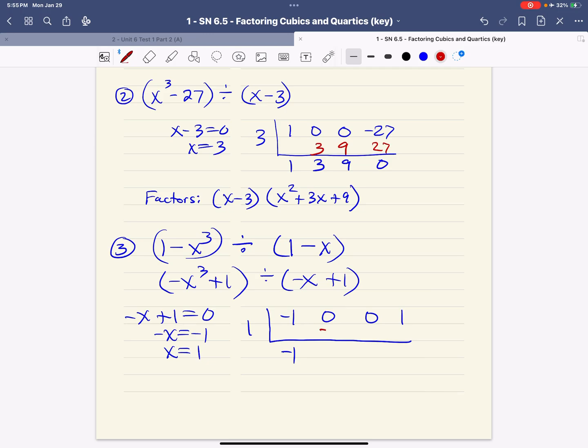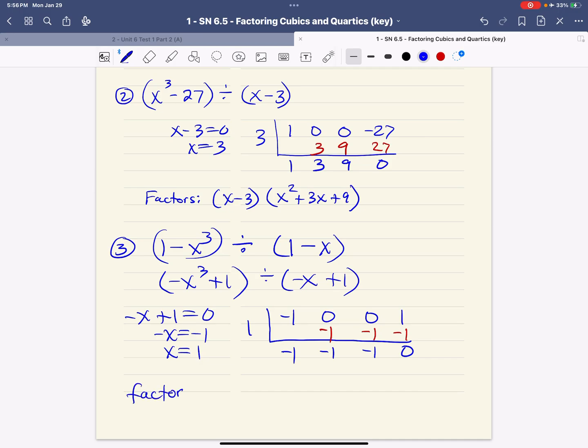Okay, here we go. Step one, bring down the negative 1. 1 times negative 1 is negative 1. Add that up, and I get negative 1. Then 1 times negative 1 is negative 1, and add that to the 0, and I get negative 1. Then 1 times negative 1 is negative 1, and I add that to the 1, and I get 0. There we go. So what do we get?